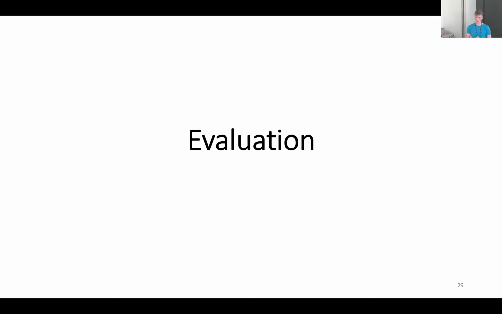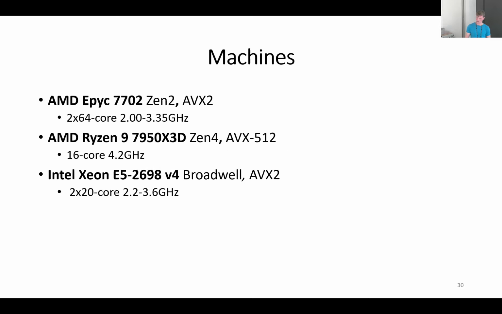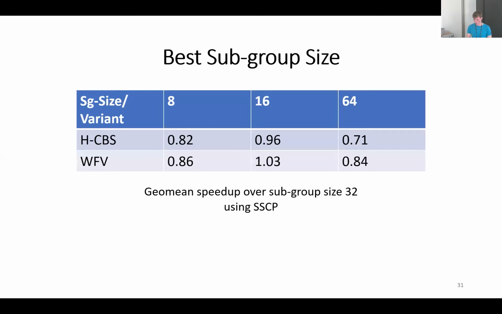Okay, then let's come to our other benchmarks. But first, we use 3 different machines to run our benchmarks: 2 server CPUs that support AVX2 and 1 consumer CPU that supports the AVX-512 extension. Our first goal was to find the best performing subgroup size. And here you see the geomean speedup over the subgroup size 32.